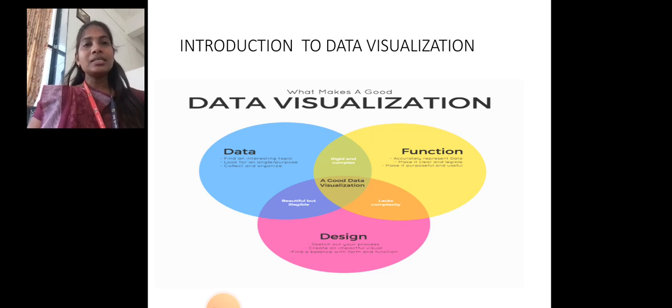Here it consists of three major parts. The first one is data, the second one is function, and the third one is design. Whenever we want to visualize any data, first we have to collect the data. Nowadays we can directly get it from Google or any other search engine, by surfing and then retrieving the data.